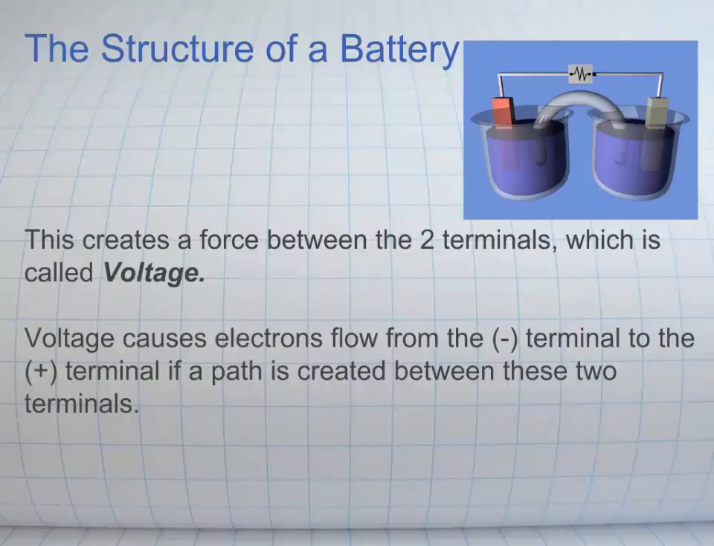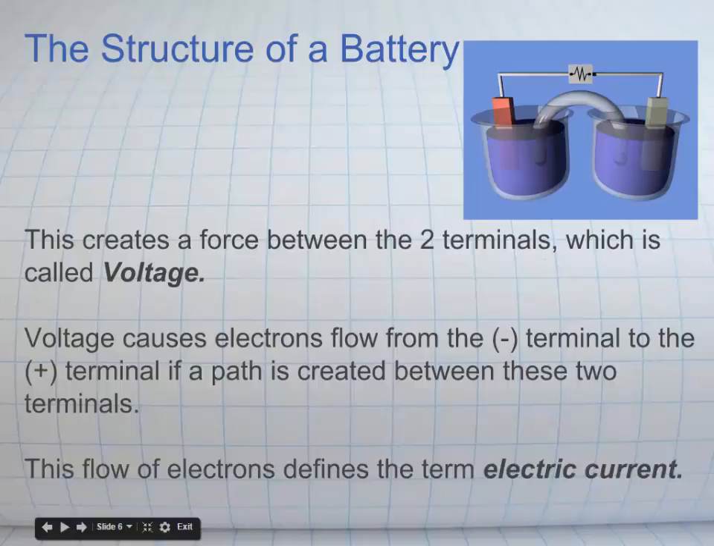So if you connect the two terminals on a 9-volt battery and it just feeds into itself, it melts the battery. Don't want to do that. So this flow of electrons defines the term electric current.